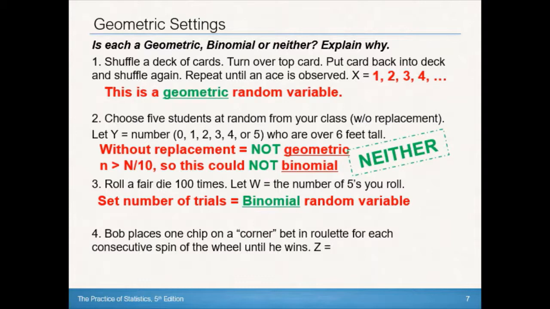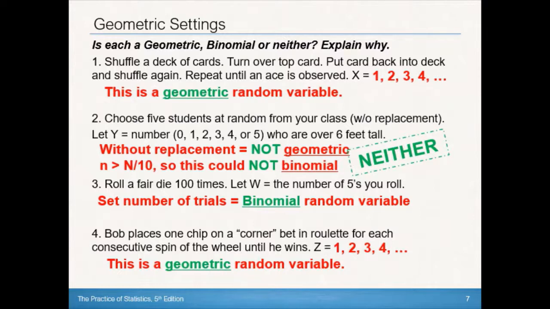All right, number 4, Bob places 1 chip on a corner bet in roulette, and repeats for each consecutive spin of the wheel until he wins. So Z could be 1, could be 2, could be 3. This is definitely geometric. Also notice that with geometrics, you can never have 0. You can't win with 0 tries. In binomial, you can have 0 wins in the trial set. But for geometric, you never start at 0, you always start at 1. The probability is the same every time. It's independent, not a set number. We're going to keep going until we get success, and we either win or we lose.